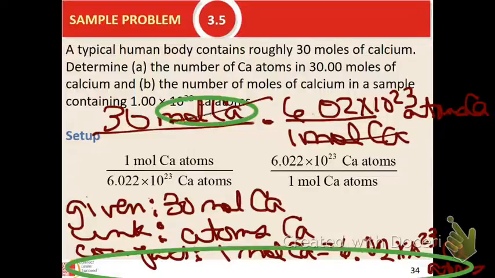Now that mole takes out that mole. See that mole of calcium right there. That mole takes out that mole. And now I'm going to multiply across the top. I'm going to say 30. I'm going to use my trusty calculator. And I'm going to say 30 times 6.02 times 10 to the 23rd.